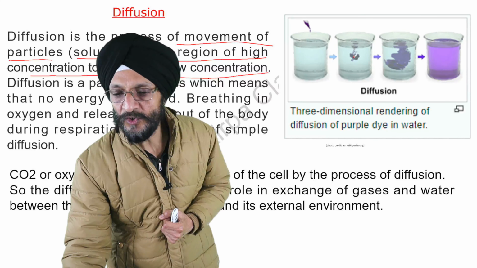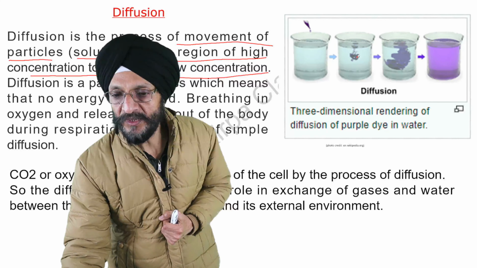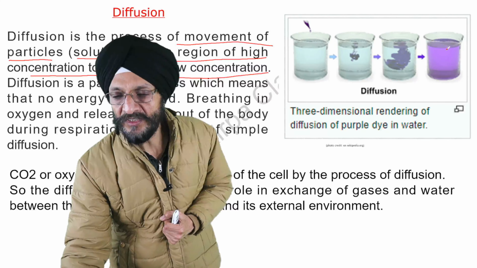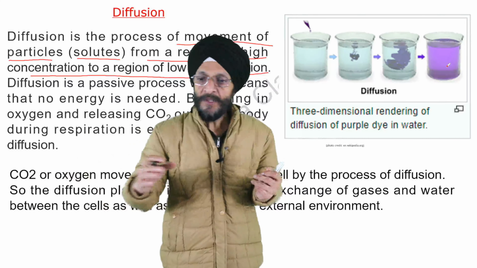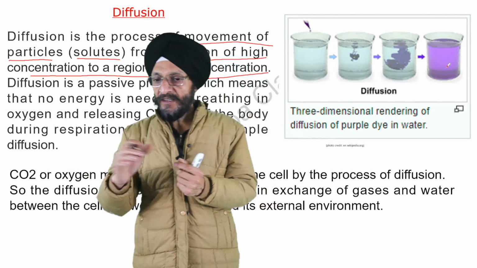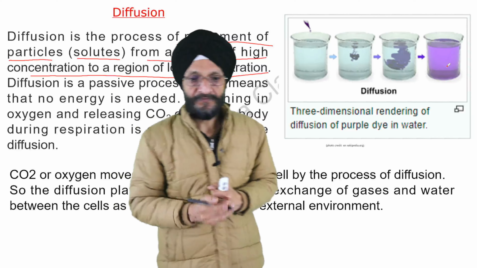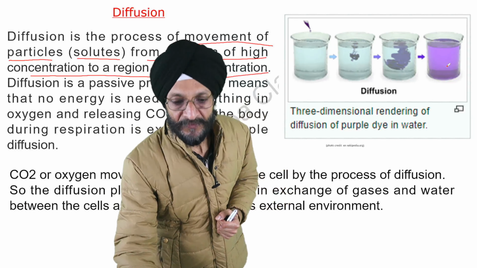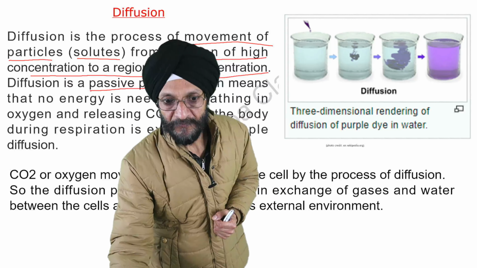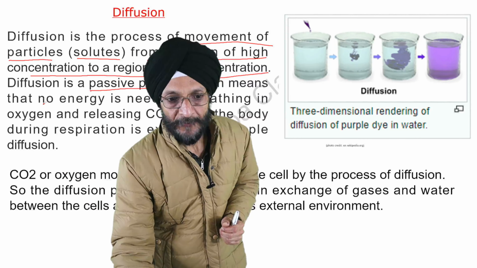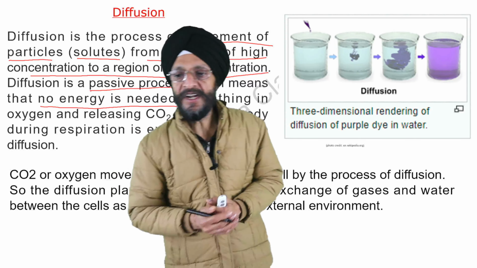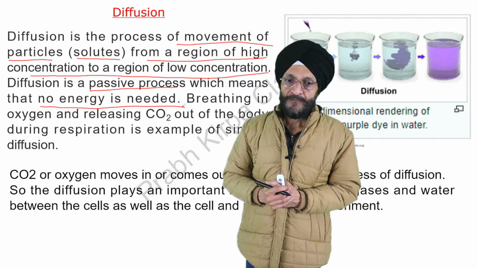Here, the concentration of dye is more. It has slowly spread from the region of high concentration to the region of low concentration, and ultimately the dye color has spread. Purple dye color has spread in the whole water. Diffusion is a passive process. It is not an active process. It is a passive process, which means that no energy is needed in this process.